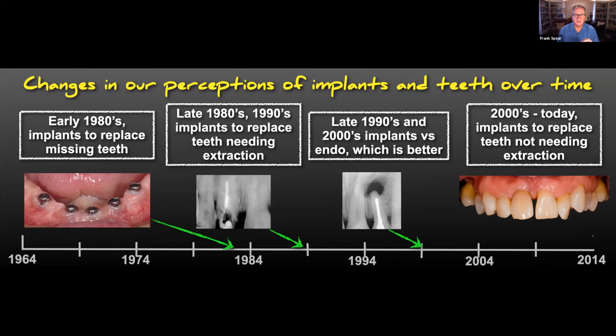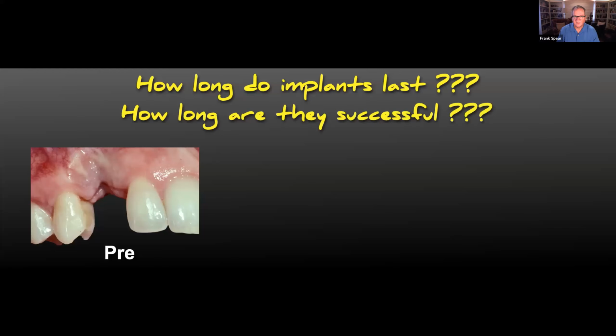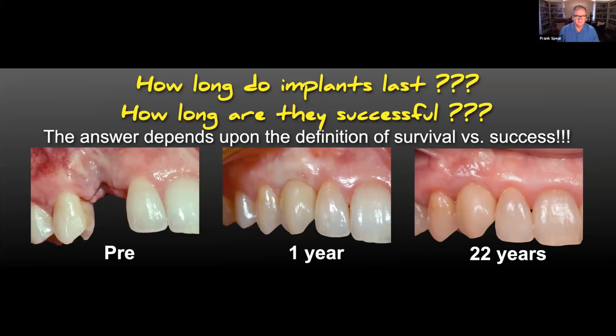But in that thought process goes a mentality that doesn't question whether implants survive for the rest of the patient's life or not. So how long do implants last? Are they successful or are they just surviving? I'm a pro-implant person, and I have some wonderful long-term implant cases. Here's a patient before treatment, and here is one year after that canine was replaced with an implant. Here it is 22 years later. It's done phenomenally well, and I have a number of restorations on implants that I did in the 80s that are still very successful.